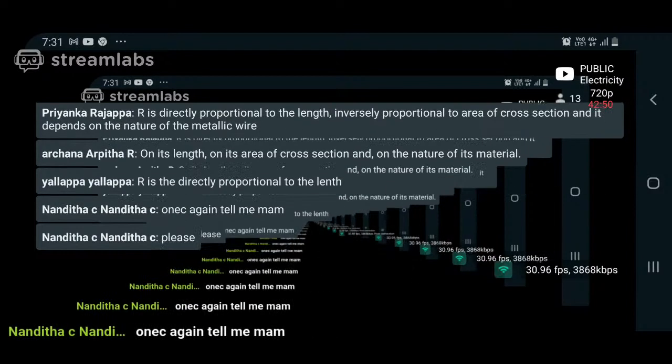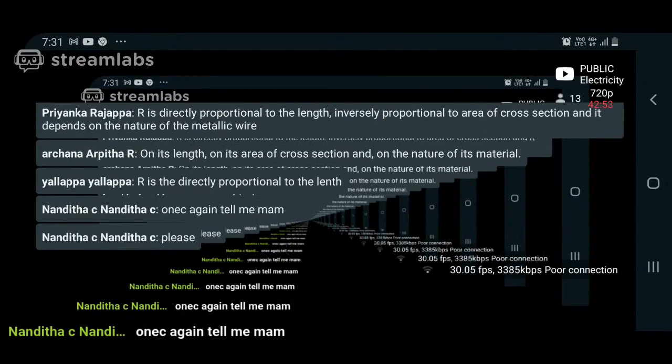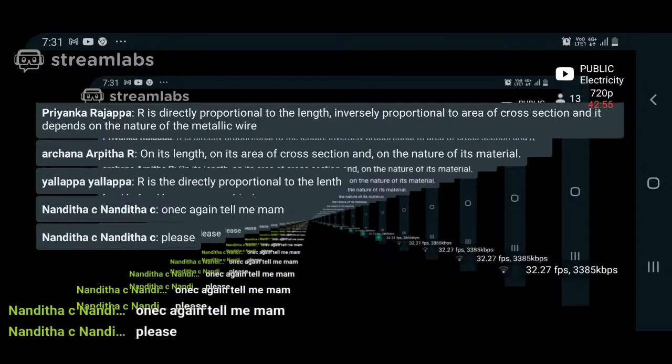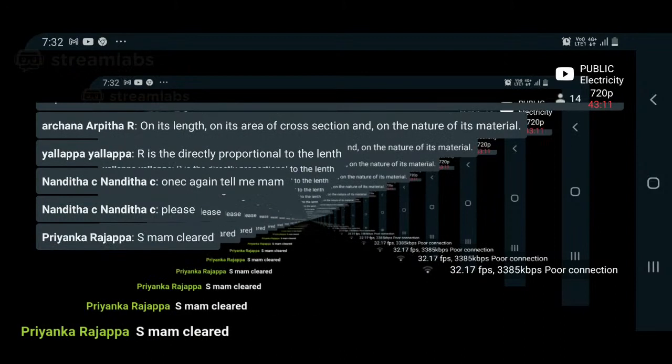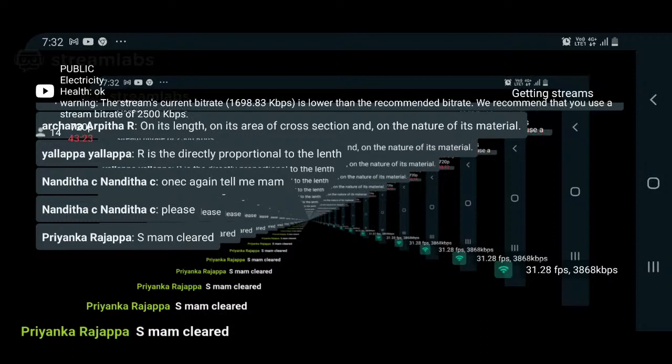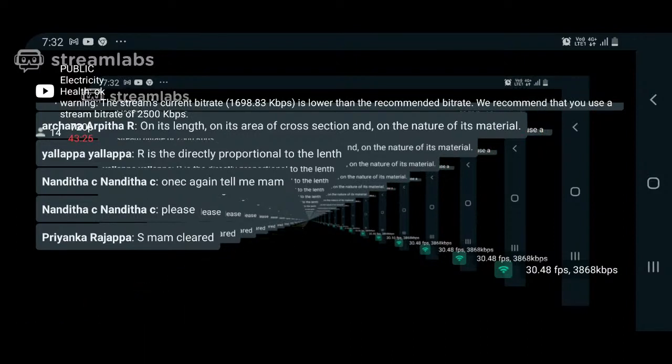There will be one more application question. Why are alloys used in making heating devices, electric irons and toasters? Why are alloys used in heating devices or electric iron boxes or toasters? The answer is, generally alloys show higher resistivity than metals, and alloys do not oxidize readily at high temperature. Hence, alloys are used in heating devices.